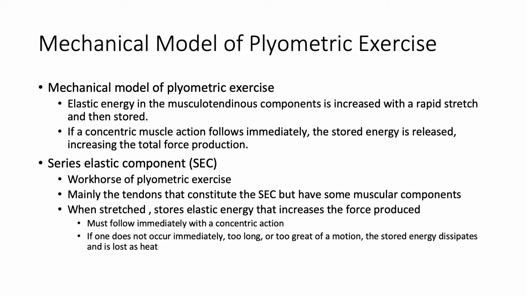When the musculotendinous unit is stretched, such as in an eccentric muscle action, the series elastic component acts as a spring and is lengthened. As the muscle lengthens, elastic energy is stored. If the muscle begins a concentric action immediately after the eccentric action, that stored energy is released, allowing the series elastic component to contribute to the total force production by naturally returning the muscles and tendons to their unstretched configuration. If there isn't a concentric muscle action immediately occurring after an eccentric muscle action, or if the eccentric phase is too long or requires too great of a motion, the stored energy dissipates and is lost as heat.